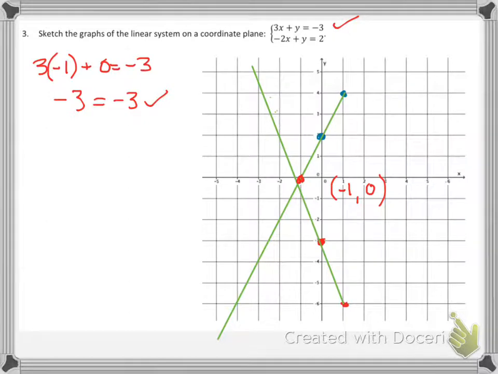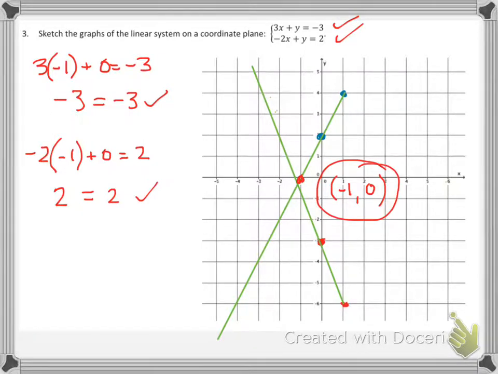Let's check the second one. -2 times x, well, that's a -1, plus y, that's 0, is equal to 2. And negative 2 times negative 1, that's a positive 2, plus 0 is a positive 2, is equal to positive 2, and that's also true. So yeah, that is our point. That is the intersection or the solution to this system.